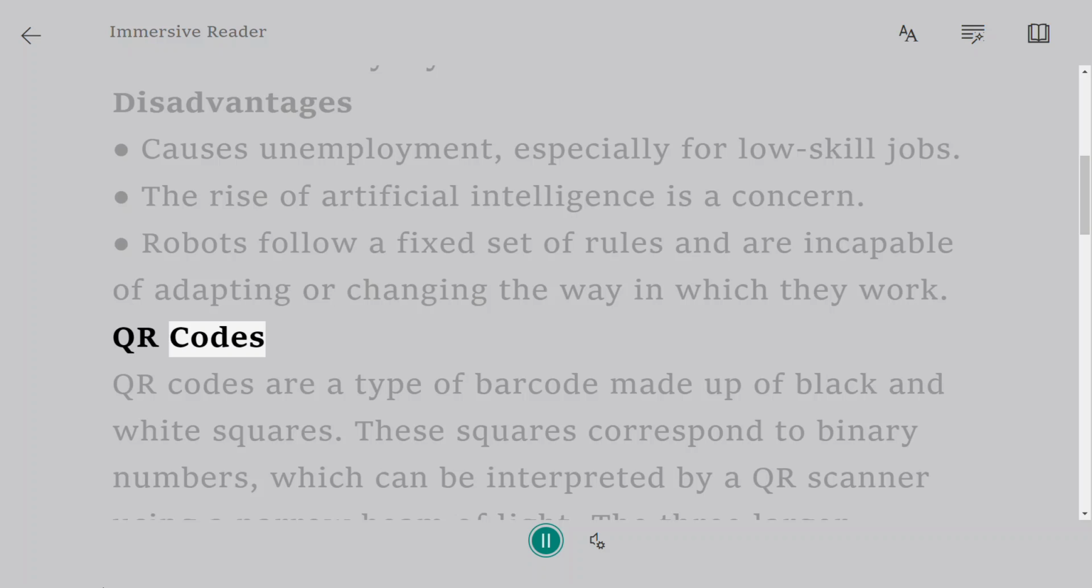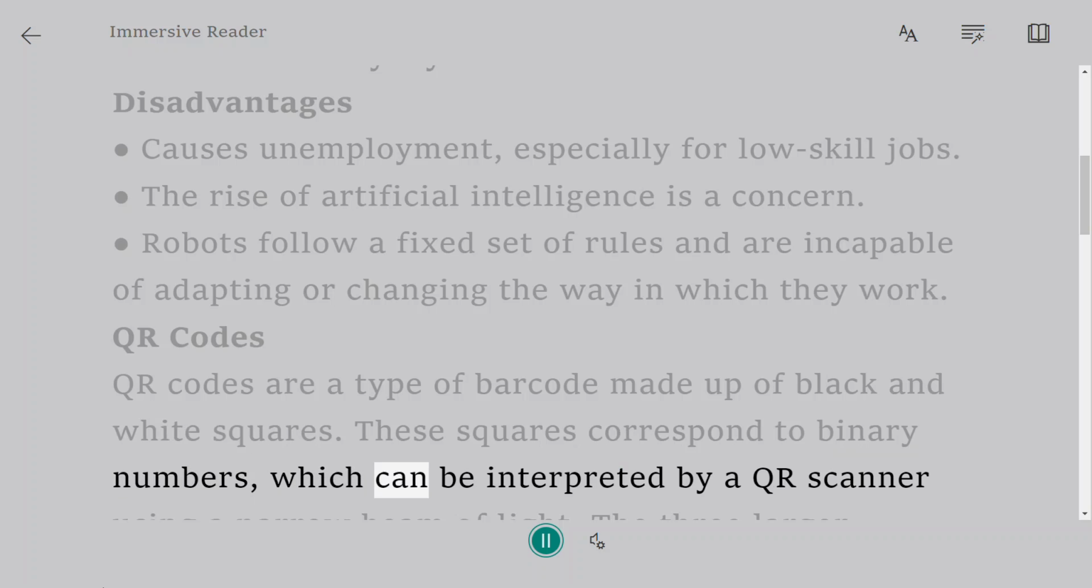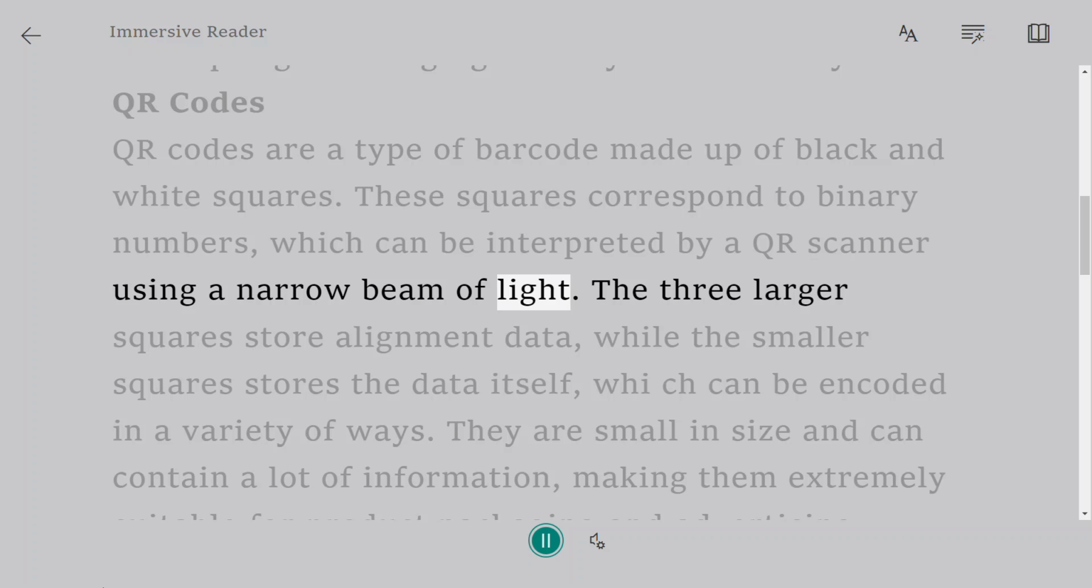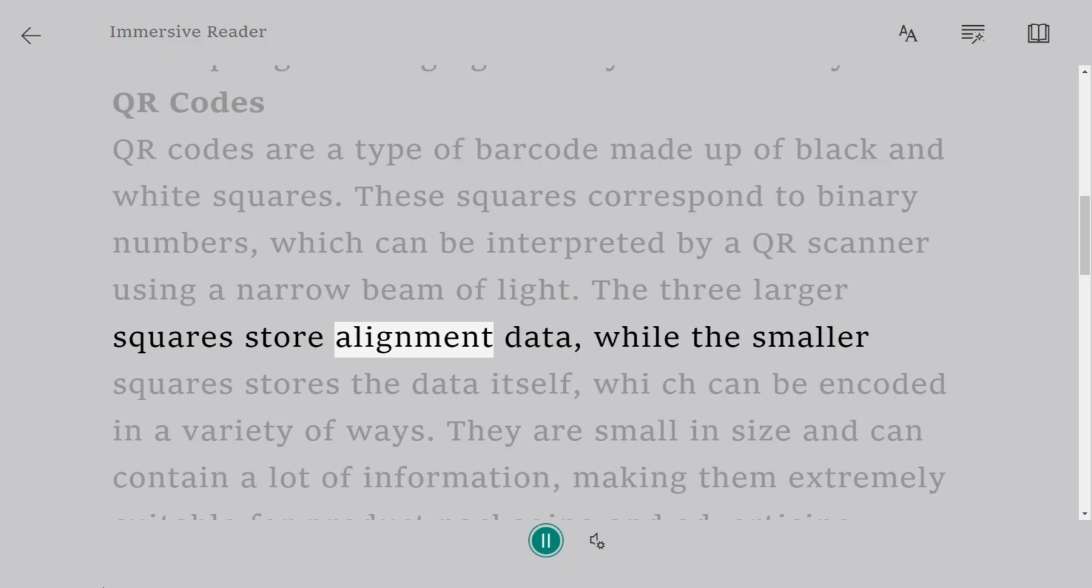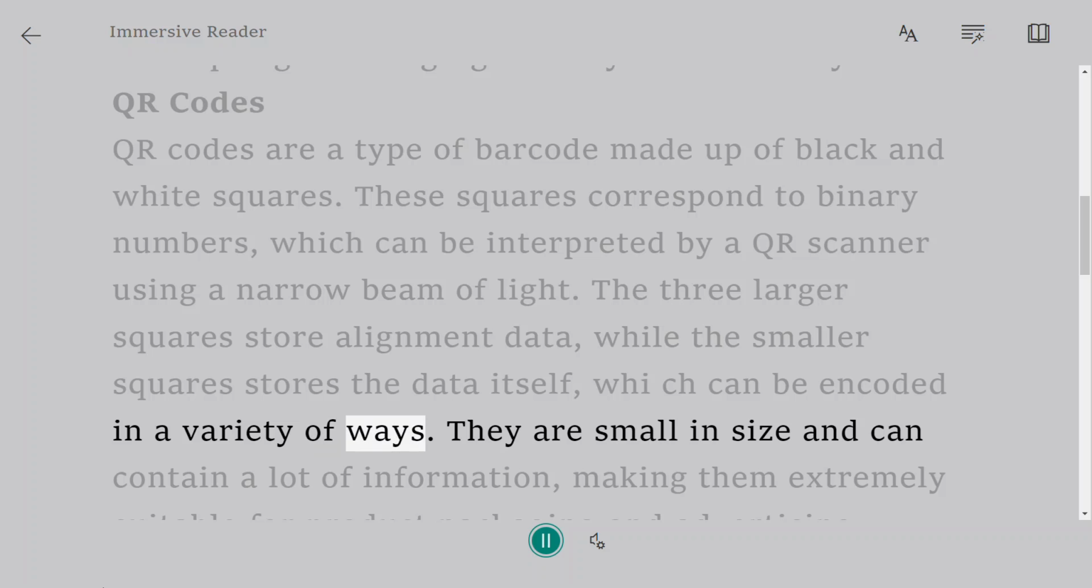QR codes. QR codes are a type of barcode made up of black and white squares. These squares correspond to binary numbers, which can be interpreted by a QR scanner using a narrow beam of light. The three larger squares store alignment data, while the smaller square stores the data itself, which can be encoded in a variety of ways.